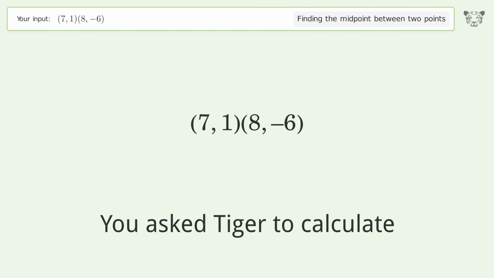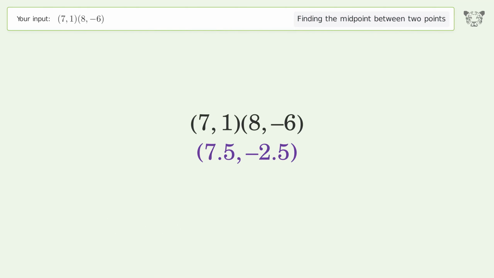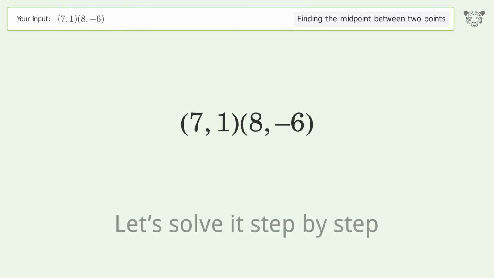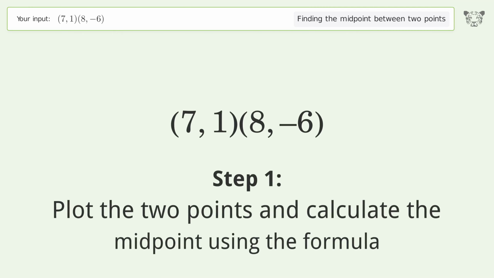You ask Tiger to calculate. This deals with finding the midpoint between 2 points. The midpoint between the 2 points is 7.5, negative 2.5. Let's solve it step by step. Plot the 2 points and calculate the midpoint using the formula.